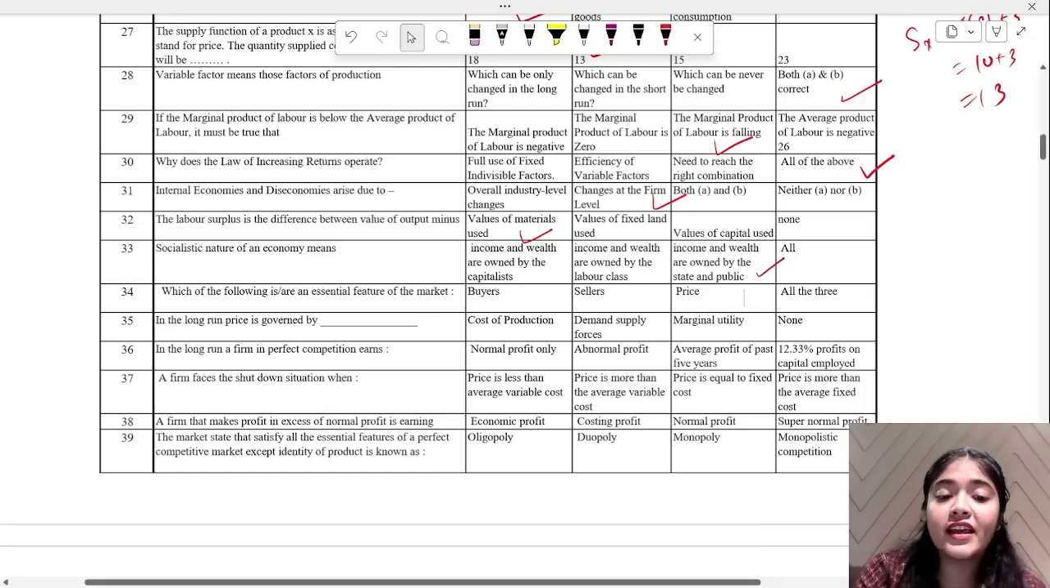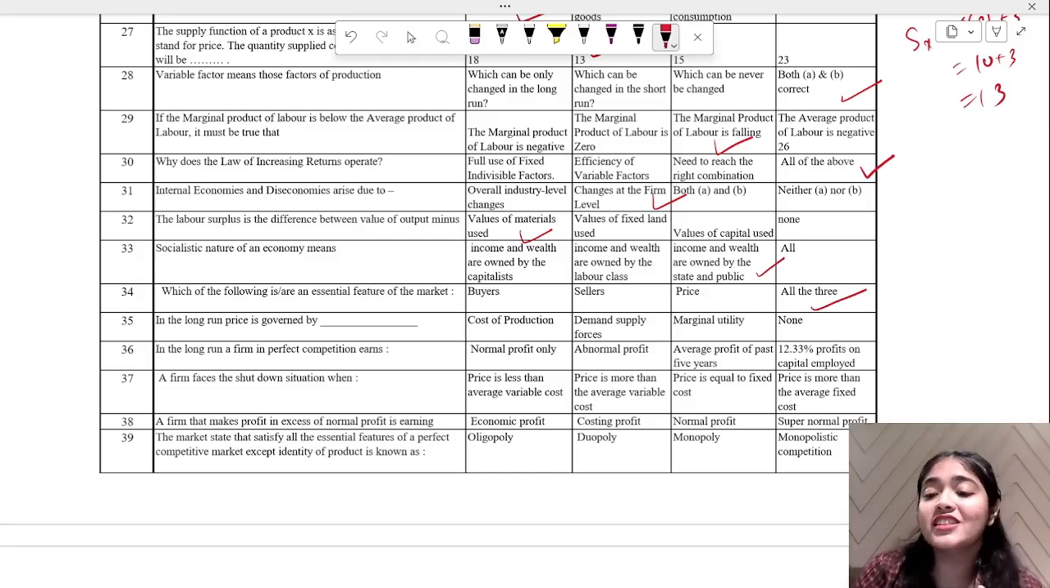Which of the following is an essential feature of the market? Buyers, sellers, price, all of the above. Yes, you guessed it right. All the three are essential factors.